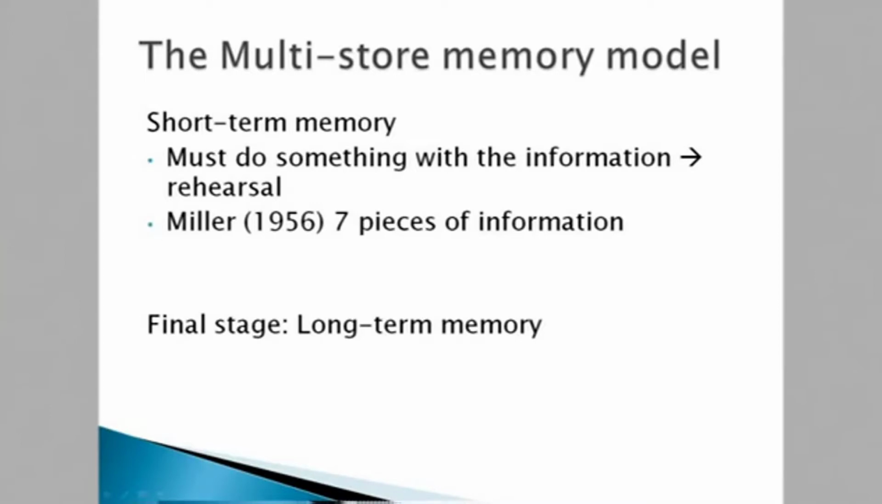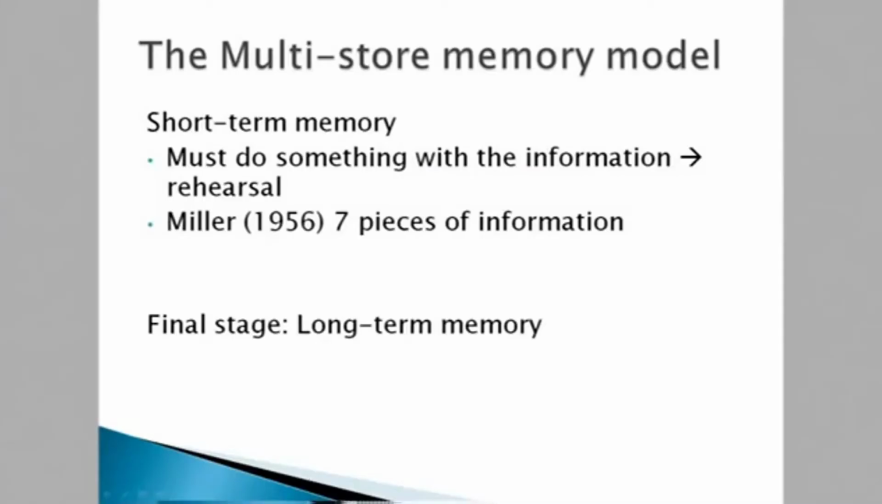The best-known research in this area was conducted by Miller. In 1956, he wrote an article which was called The Magical Number 7, Plus or Minus 2. In the article, Miller says that short-term memory can only hold about 7 pieces of meaningless information. For example, it can hold a telephone number. When an 8th piece comes along, one of the 7 pieces is pushed out.